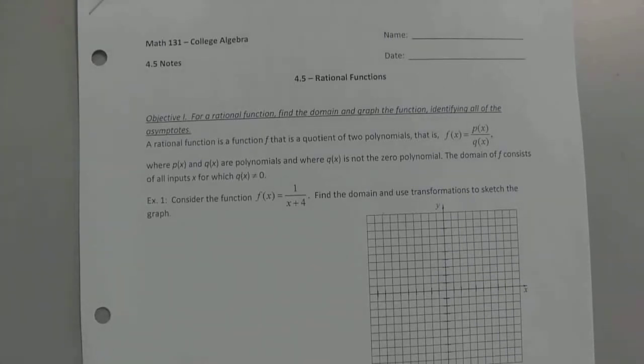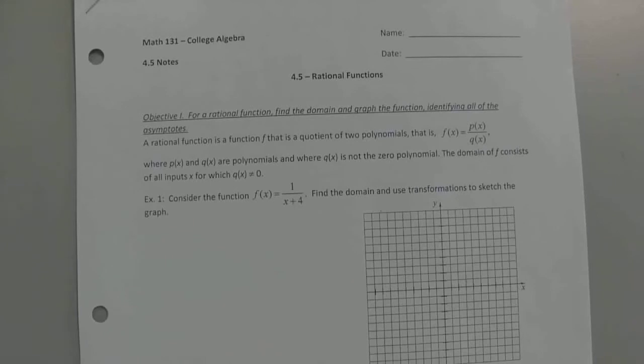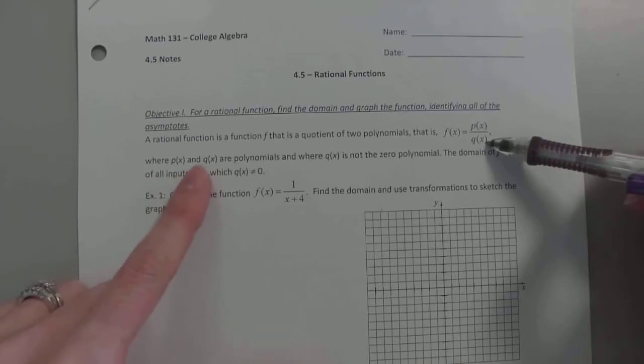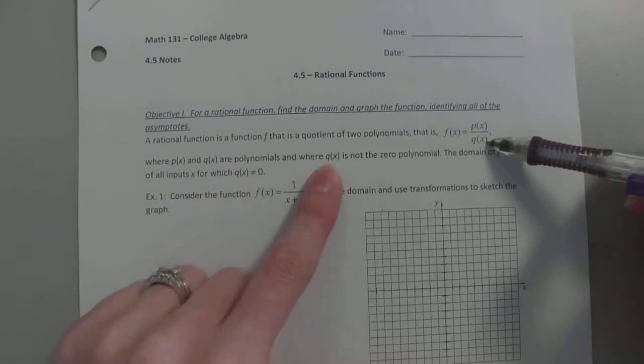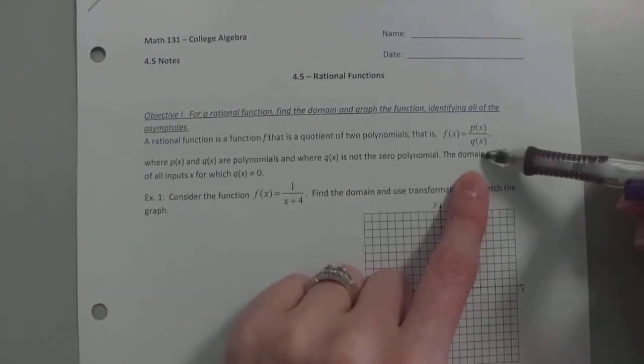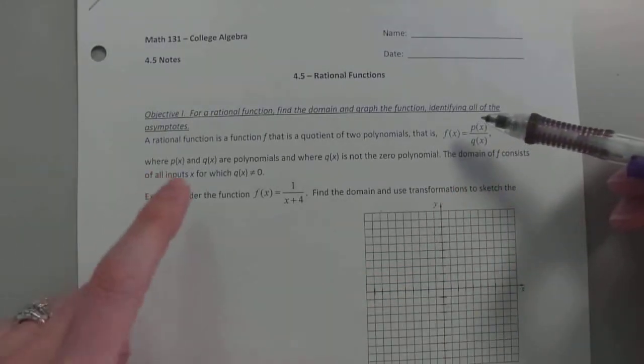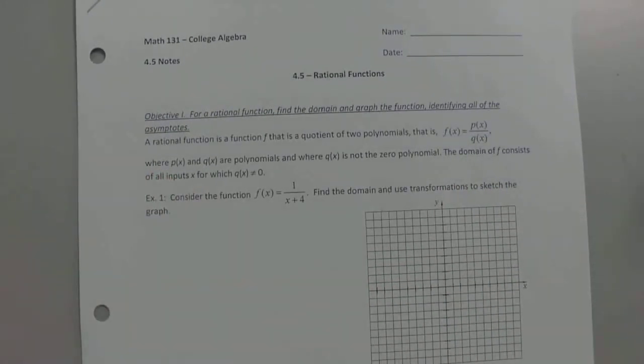So it says a rational function is a function f that is a quotient, aka division, right, of two polynomials, p of x over q of x, where p of x and q of x are both polynomials. q of x cannot be 0 because we can't divide by 0. And then we'll talk about domain. We talked about domain a long time ago, like the first test, right? The domain of f will consist of all the values of x that don't make the denominator 0. Everything else will be okay.